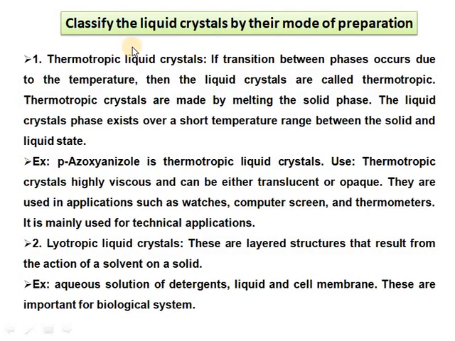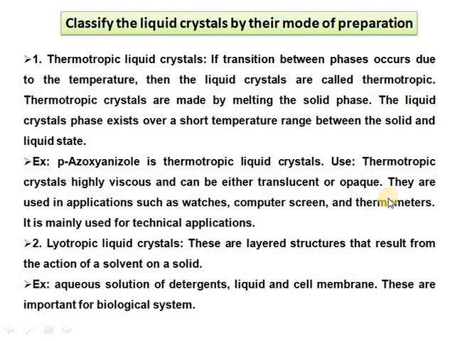Now, classification of the liquid crystals on the basis of their mode of preparation. First, thermotropic liquid crystals. Thermotropic means the transition between phases occurs due to temperature, so the liquid crystals are called thermotropic. Thermotropic crystals are made by melting the solid phase. The liquid crystal phase exists over a short temperature range between the solid and liquid state. For example, para-hydroxyanisole is a thermotropic liquid crystal.